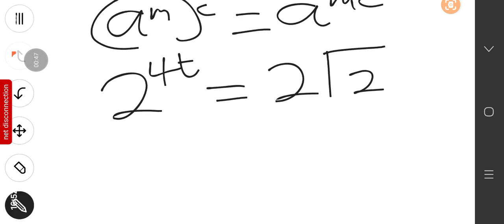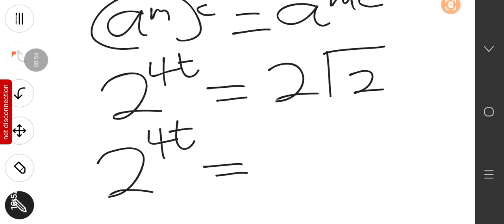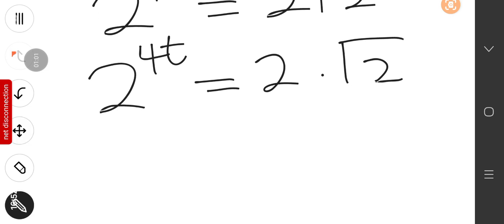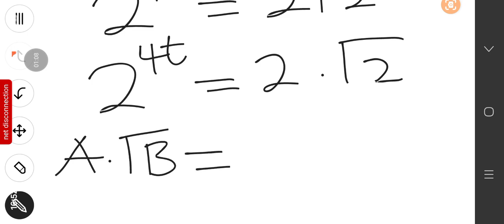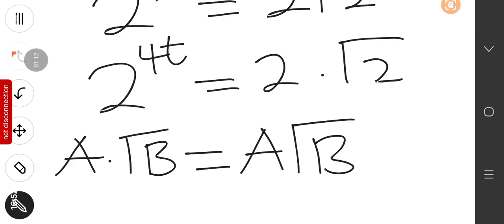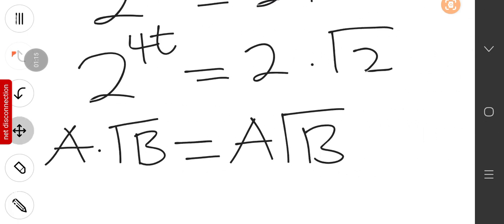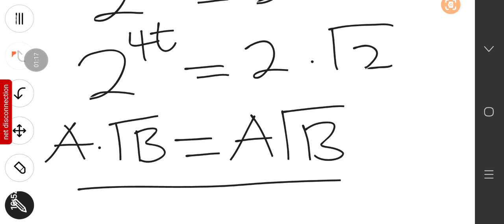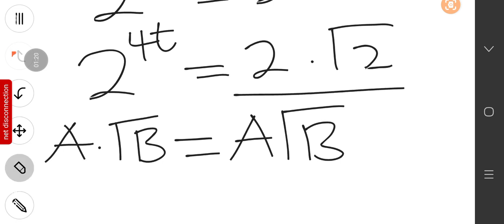So we are going to have 2 exponent 4t equals, now this is the same as 2 times the square root of 2. Now remember that if you have a times the square root of b, this is equivalent to a multiplying the square root of b, or a root b. This is the concept we've applied here.